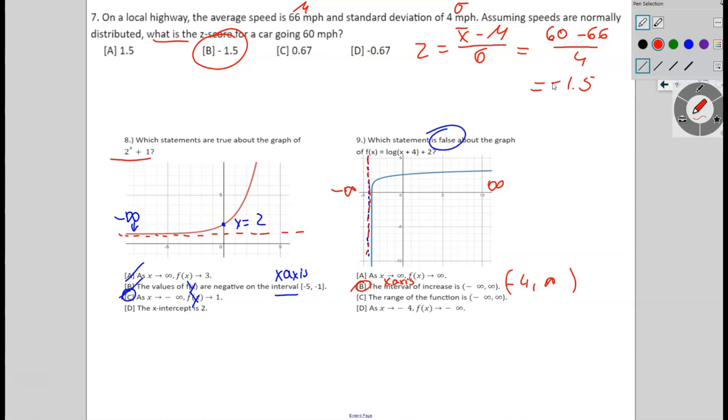Now, if we want to check the others, the range of the function is negative infinity to positive infinity. That is correct. The range goes up or down. These are our y values. There is no asymptote to stop it, so it's a correct statement. And D is as x approaches negative infinity. Again, we are approaching the asymptote -4 first, and then our function travels down. This is also a correct statement. So the correct answer for this question, a false statement, was B. The interval of increase is not negative infinity to positive infinity.